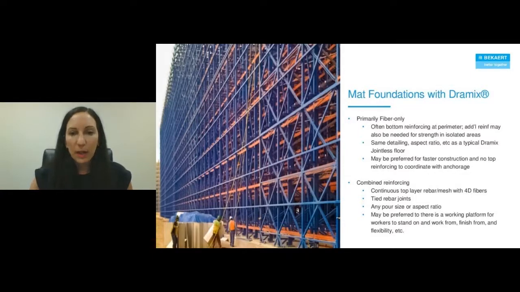By contrast, a combined reinforced solution would have a continuous top layer of rebar or mesh with tied rebar joints, but you have much more flexibility with the size and aspect ratio of your pours. And this might be preferred because of that flexibility, as well as because there's a working platform for the folks who are out there actually doing this construction, that they can stand on, work from, finish from, and so on. So two really great options for these various projects.